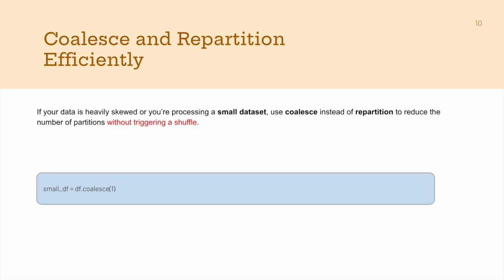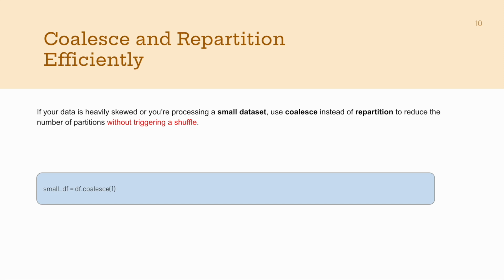Third suggestion would be to use coalesce and repartition efficiently. If your data is heavily skewed or you are processing a small data set, use coalesce instead of repartition to reduce the number of partitions without triggering a shuffle. So if you know already, coalesce is designed to reduce the number of partitions, while repartition is designed to increase or decrease the number of partitions.